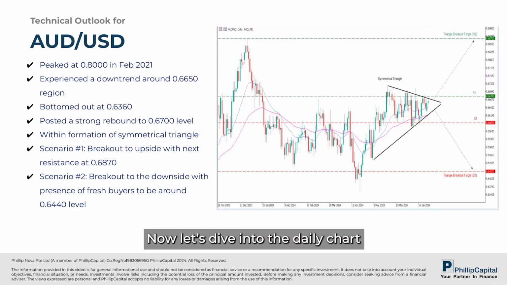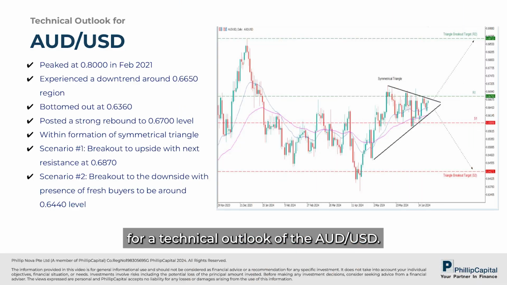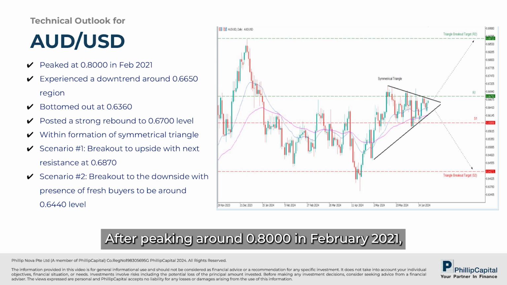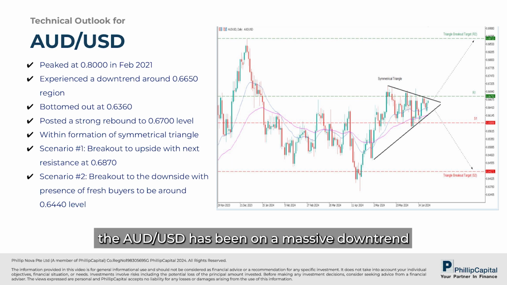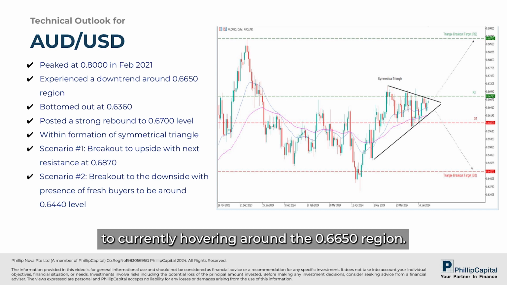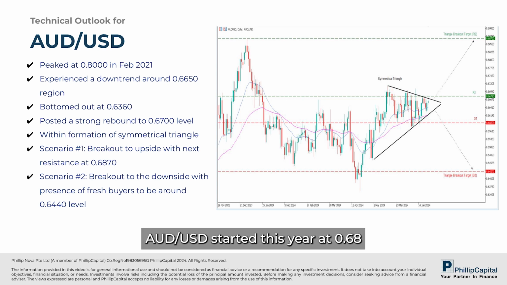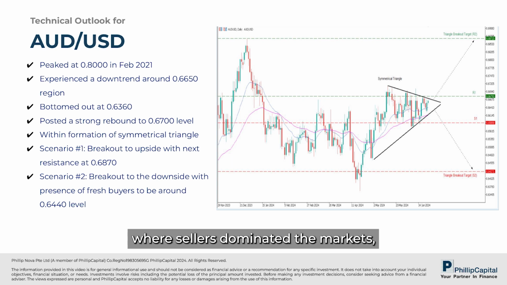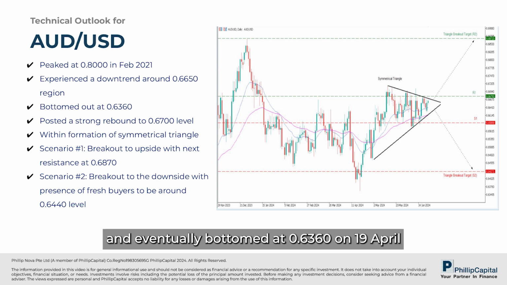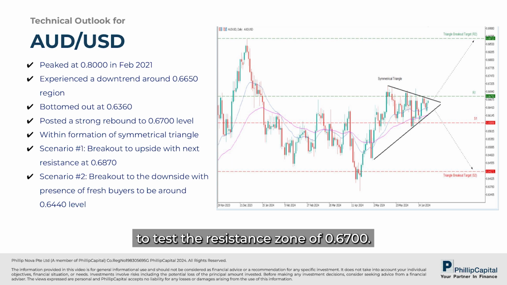Now, let's dive into the daily chart for a technical outlook of the Aussie dollar. After peaking around 0.8 in February 2021, the Aussie dollar has been on a massive downtrend to currently hovering around the 0.6650 region. Aussie dollar started this year at 0.68, where sellers dominated the markets and eventually bottomed at 0.6360 on 19 April. After which, the pair posted a strong rebound to test the resistance zone of 0.67.